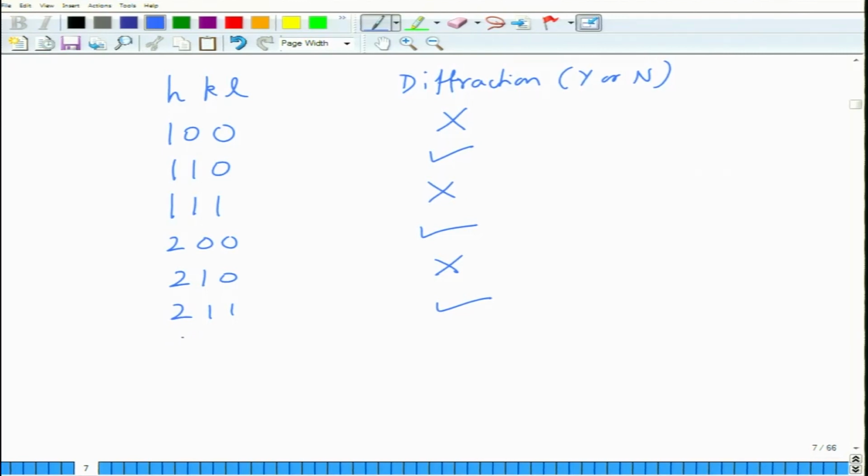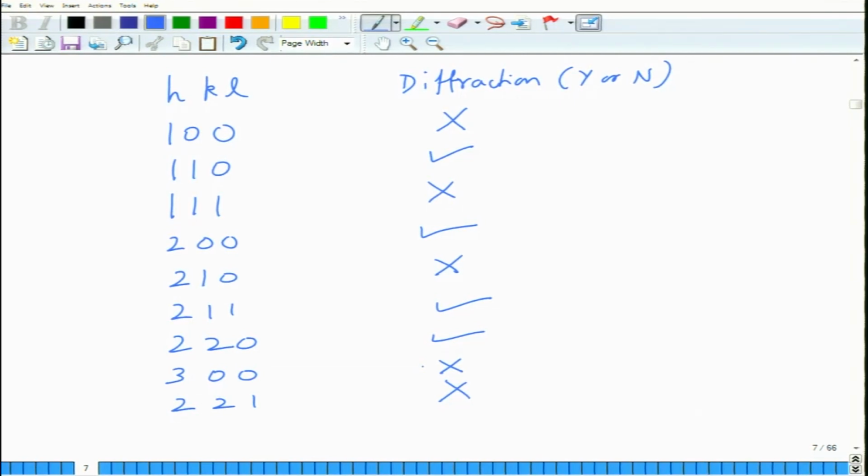Similarly now, what is the next one? It will diffract. What else? 3 0 0, it will not. 2 2 1. So on and so forth, you keep building this series.